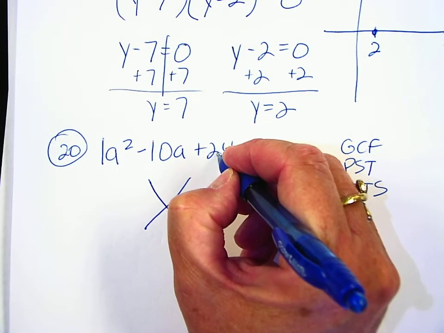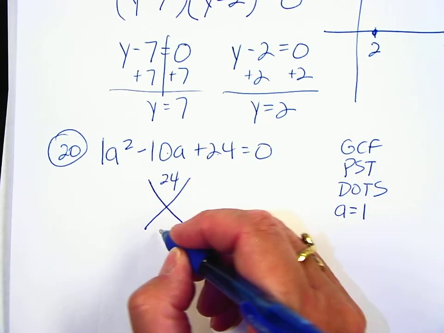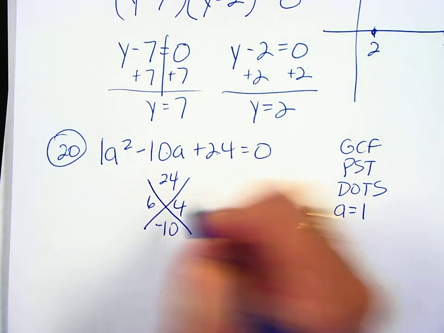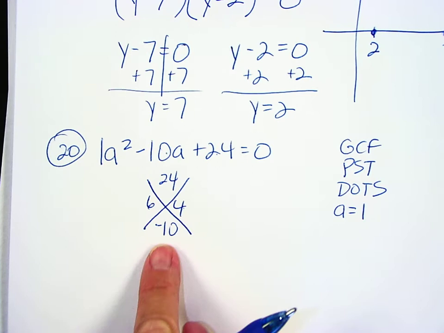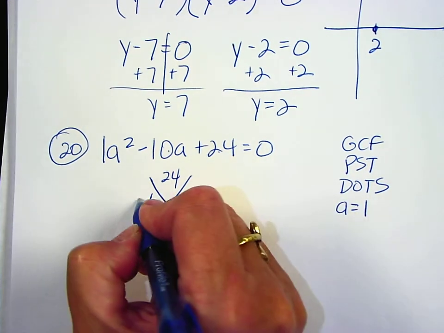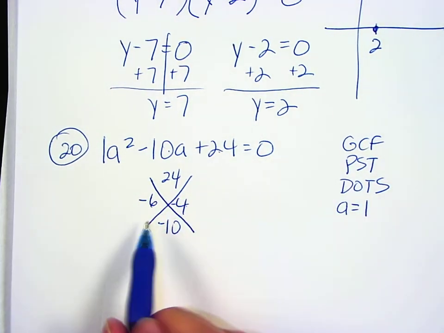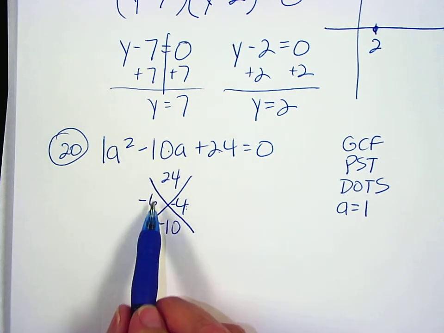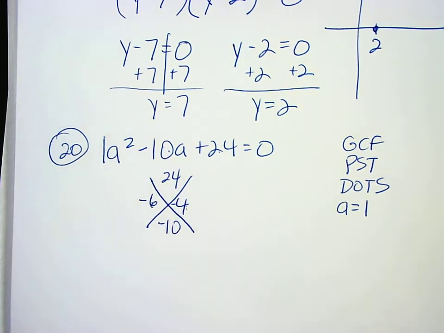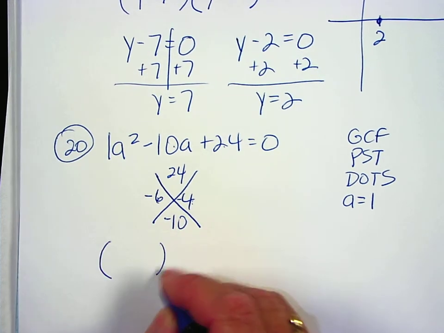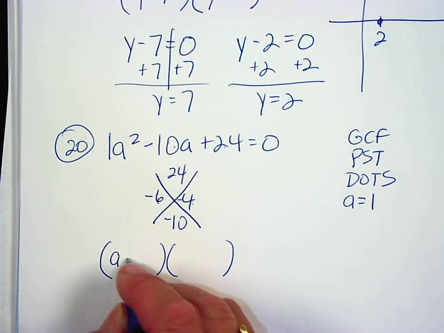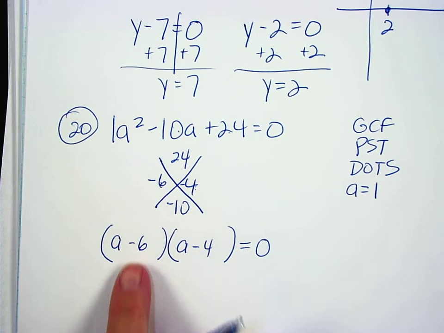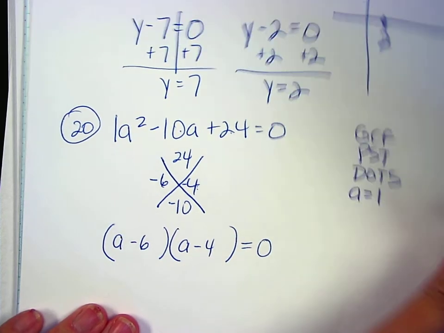A times C is 24. B is negative 10. Let's see, 24 is 6 and 4, and 6 and 4 is 10, but this is a negative 10. So once again, if I make these both negative, negative 6 times negative 4 is positive 24, and negative 6 plus negative 4 is negative 10. So my two binomials are a minus 6, a minus 4 equals 0. It's completely factored, but it's not solved.